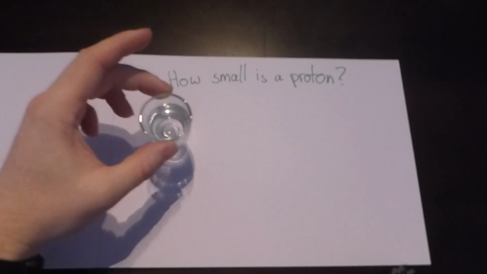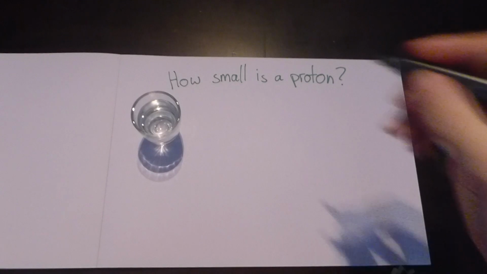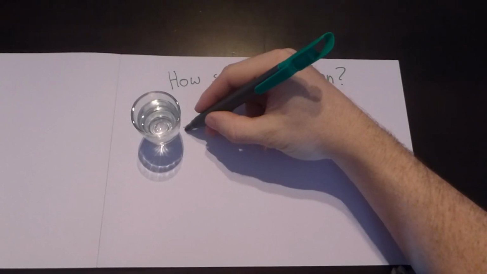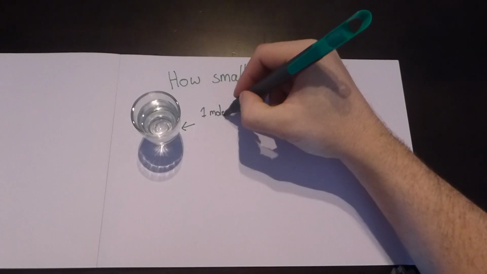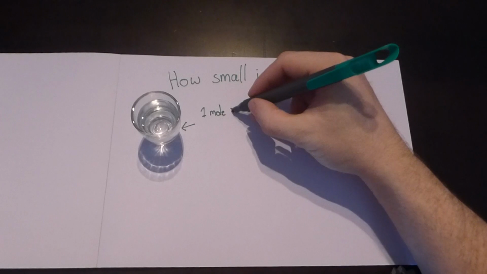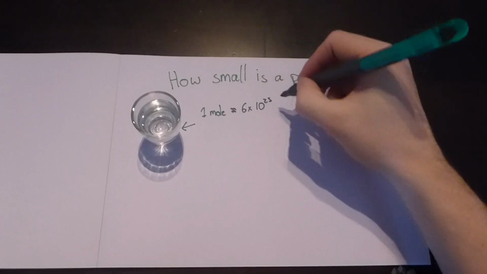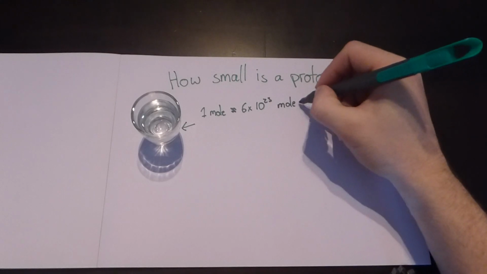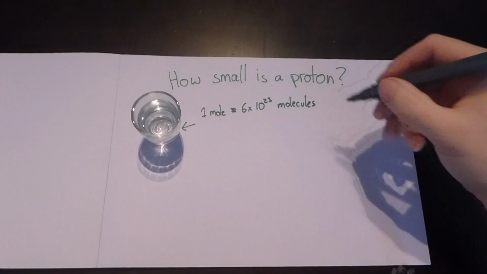Okay, so as we said, this is about 18 grams of water. So that means it's about 1 mole. And what that means is that it's Avogadro's number, which is roughly, let's say roughly 6 times 10 to the 23 molecules of water in that glass, in that tiny little glass.